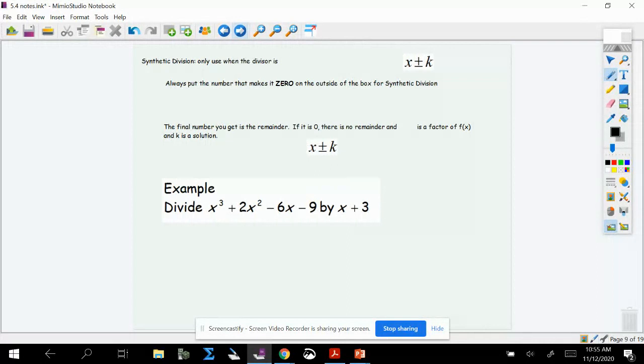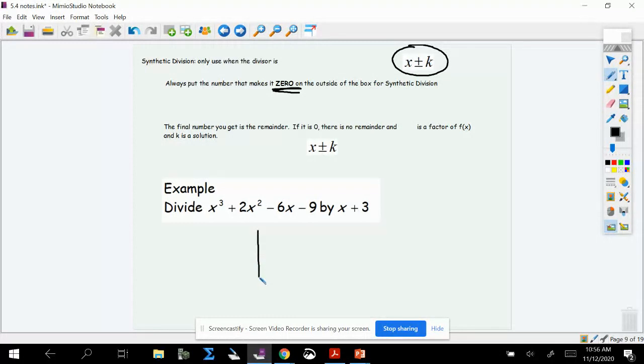Here's a summary. If you want to take a screenshot or jot down some key things, you can only use this when you are dividing by something that's x plus or minus a constant. The number that you put outside of the box is the number that makes the divisor 0. The last number you get when you're all done is the remainder. If you get a 0 at the end, that means there's no remainder, and whatever you're dividing by is a factor of the function.